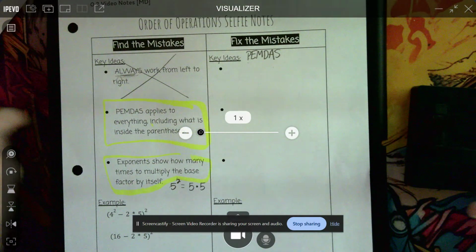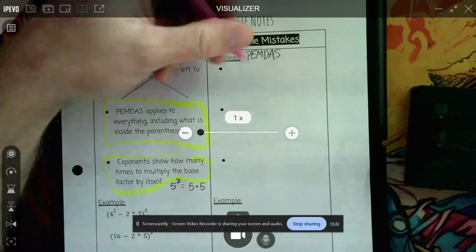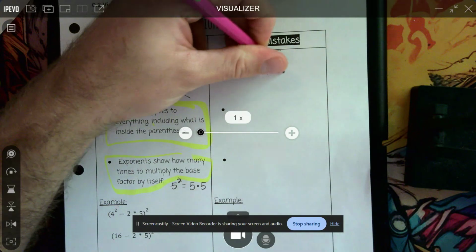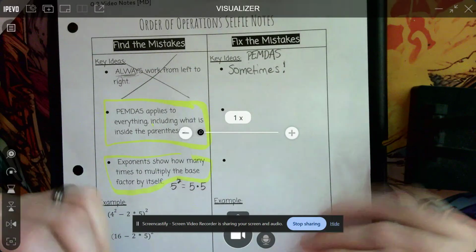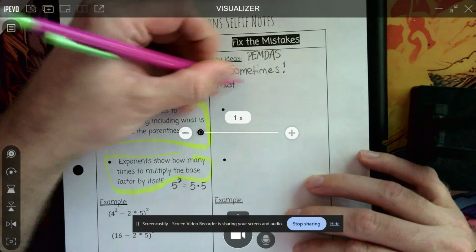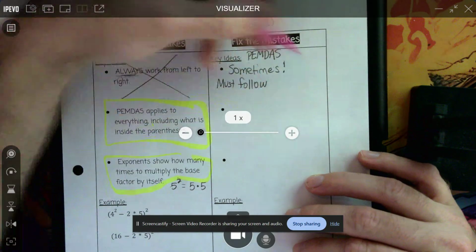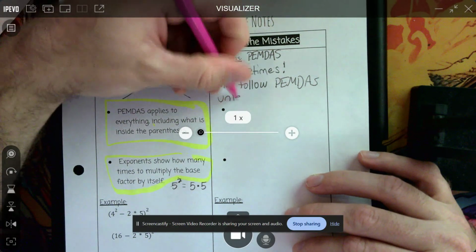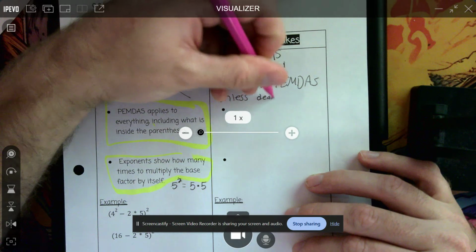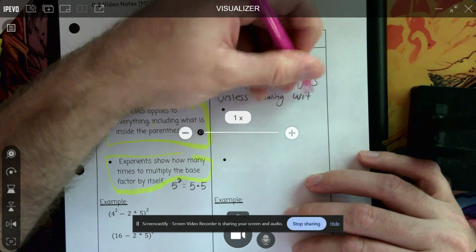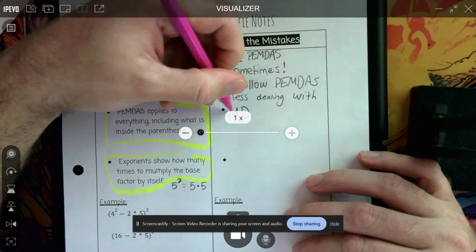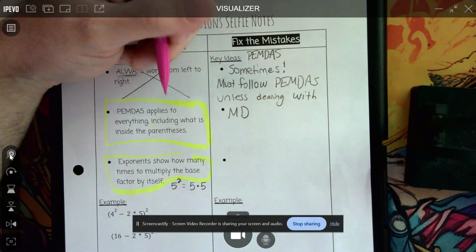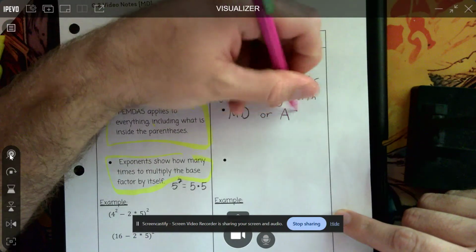We're going to fix it. So let's think of how we can rephrase it. Well, we know we sometimes go left to right. Now we're going to talk about when we go left to right. So we must follow, write this with me, guys. You must follow PEMDAS unless, you might remember the 2 rules, unless you're dealing with multiplication and division, so MD, multiplication and division for short, or addition and subtraction.